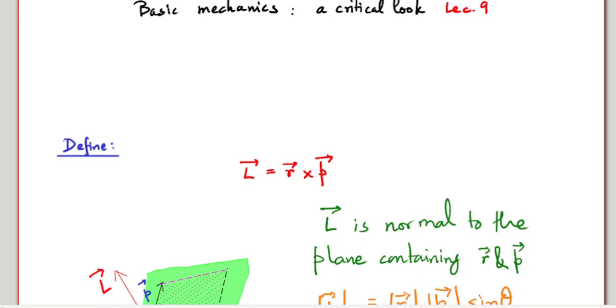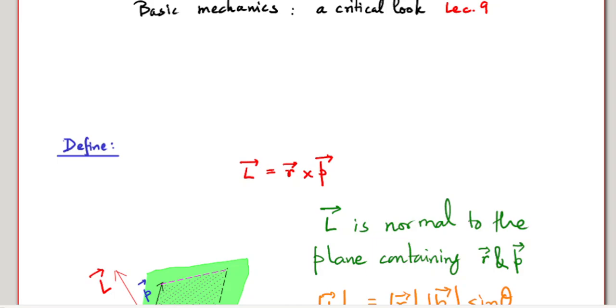In today's lecture, we will meet a new kind of physical entity which has been defined here. This is the cross product between two vectors r and p, the position vector and the momentum vector. The resulting vector is denoted by L typically, and this is called the angular momentum for a single point particle.